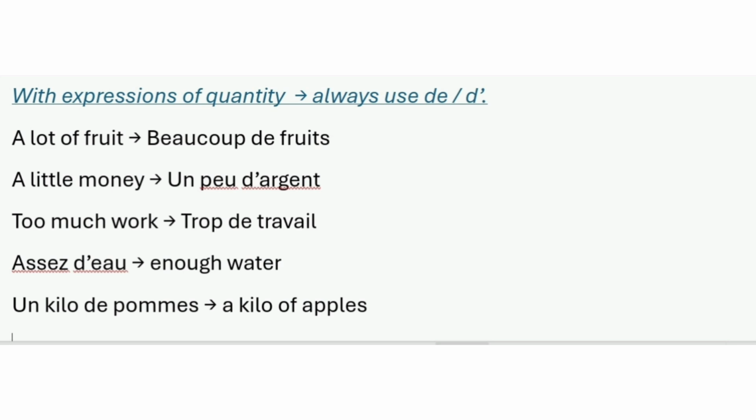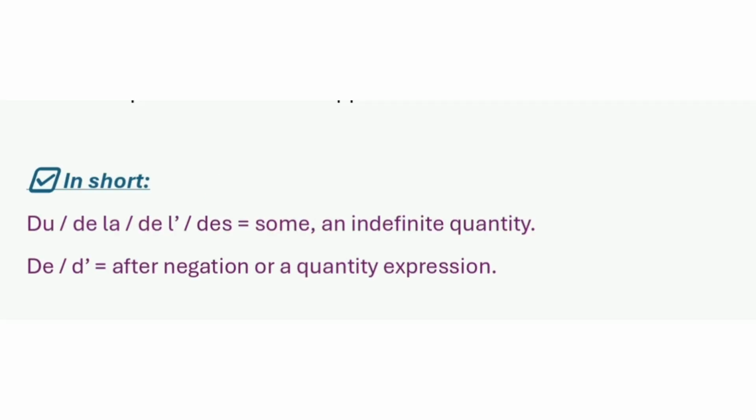In short, we can understand that the partitive articles accord in the four forms when referring to uncountable nouns, and remain the preposition de when referring to a negative sentence, or an expression of quantity. I hope the lesson is clear.